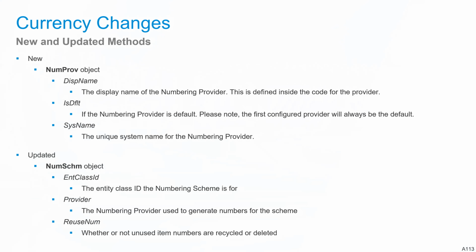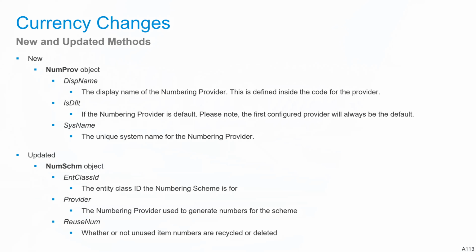Perfect. Okay. So from our existing methods, we had a few that were kept, but they were moved over into a separate service, and I'll cover that in more detail later. To start off, we do have some changes. So we did have a numbering scheme object before that was utilized. In this case, it was updated, and we added 3 new members to it. We have entity class ID, provider, and reuse num.